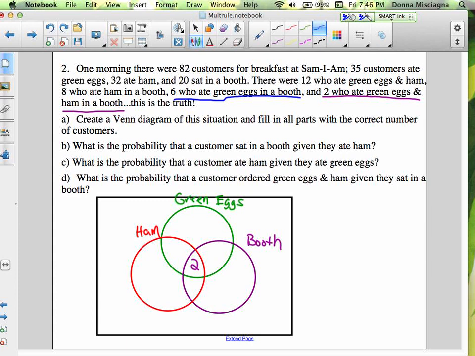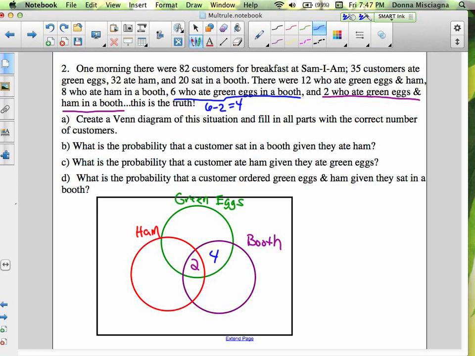Does 6 go in the intersection between green and purple? Think about whether that's a yes or no. Got your answer? If you said no, 6 does not belong there, you were correct. You've already counted 2 of them, right? They've been counted for the green eggs, ham, and booth. Those 2 count for green eggs and booth as well. If you ate green eggs and ham in a booth, you had to have eaten green eggs in a booth. This has to be 4. So you have to subtract out those 2. So in this intersection is 6 minus 2. 4 goes there, not 6.